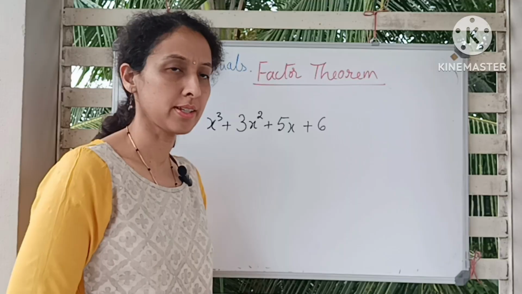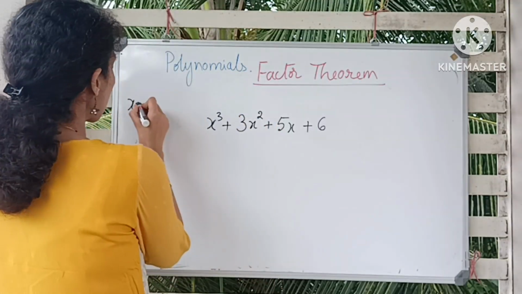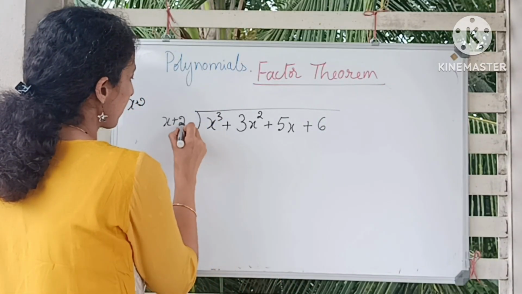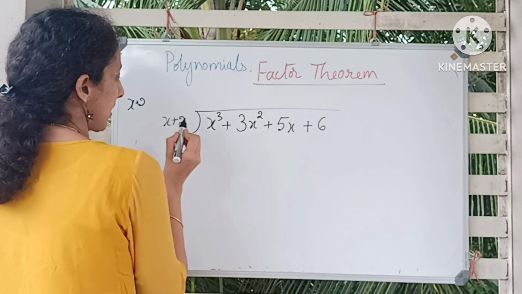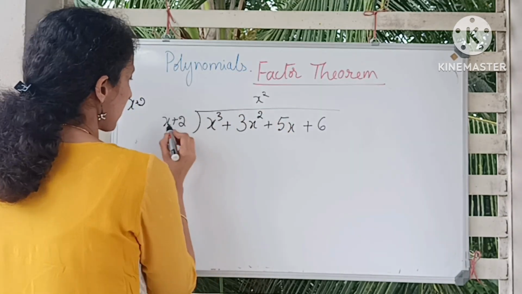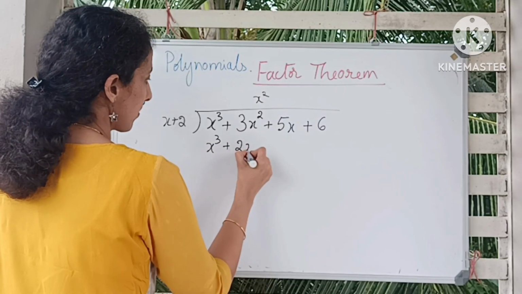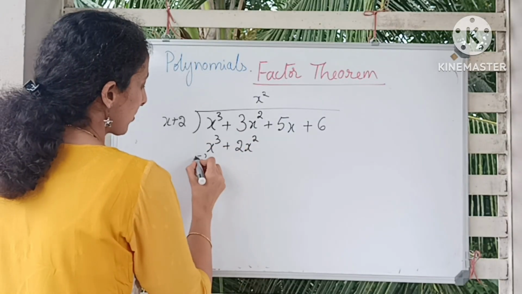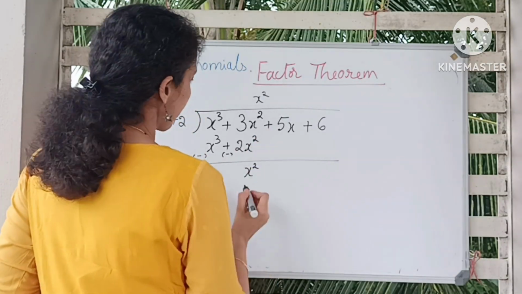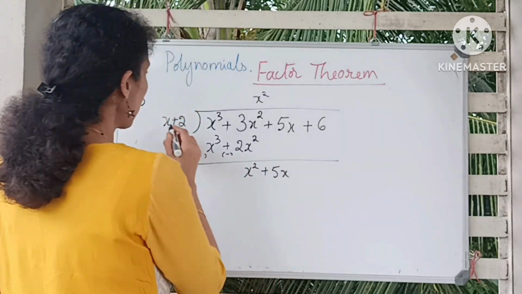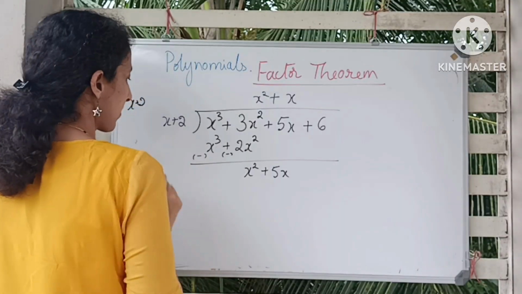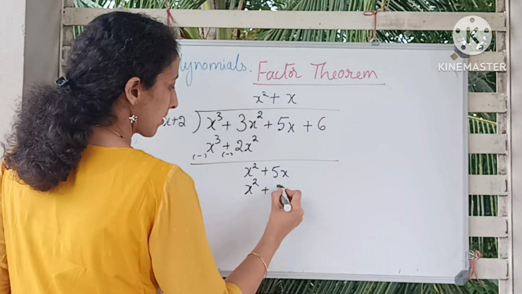I have taken a polynomial here. Let us try to divide it by x plus 2. So here x plus 2, we see it is x cube and here we have x. So if we multiply by x square, we will have x into x, x cube plus 2x square. Now change the sign and subtract it, we get x square and plus 5x. Here we see x square and here x, so I will do x multiply by x, x square plus 2x.